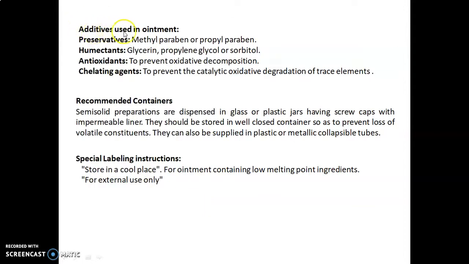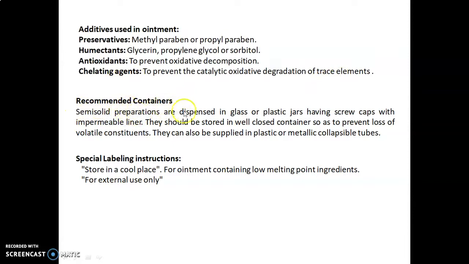Let's discuss the additives used in ointments. They are preservatives, such as methyl paraben or propyl paraben; humectants, that are glycerin, propylene glycol or sorbitol; antioxidants, which are used to prevent oxidative decomposition; and chelating agents, which are used to prevent the catalyzing of oxidative degradation by trace elements. Examples of antioxidants are BHA, butylated hydroxyanisole, or BHT, butylated hydroxytoluene. In the case of chelating agents, the best example is EDTA, ethylenediaminetetraacetic acid, which is also known as a sequestering agent.